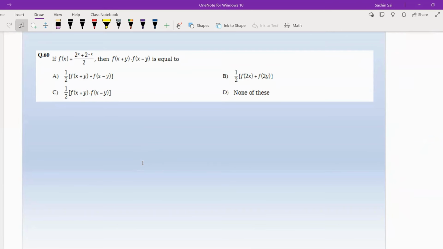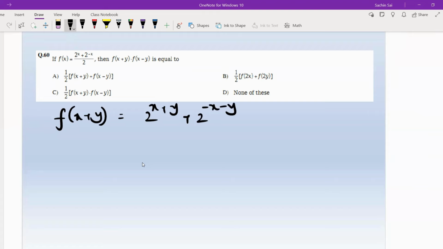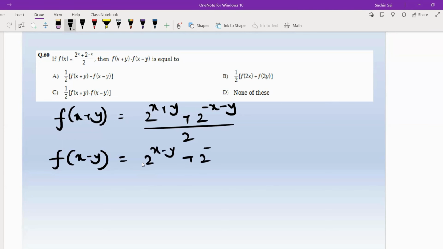Question 60. f of x is (2 power x plus 2 power minus x) by 2. Then find f of x plus y into f of x minus y. I can write f of x plus y as (2 power x plus y plus 2 power minus x minus y) divided by 2. And f of x minus y is (2 power x minus y plus 2 power minus x plus y) divided by 2.